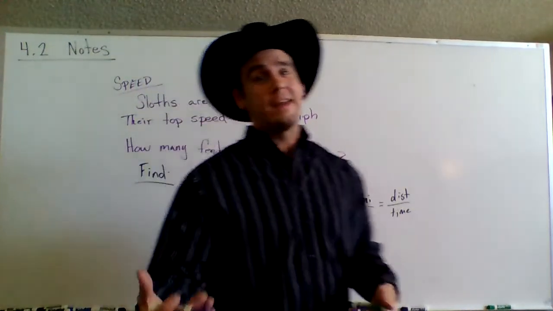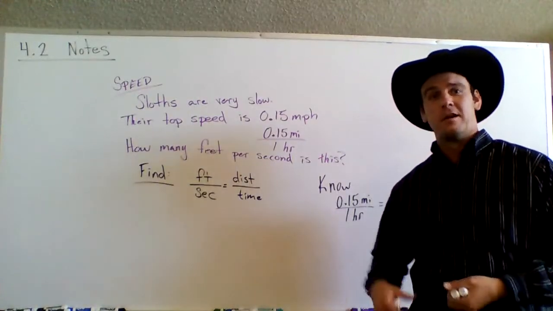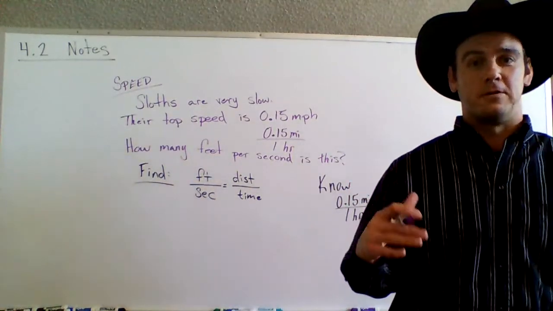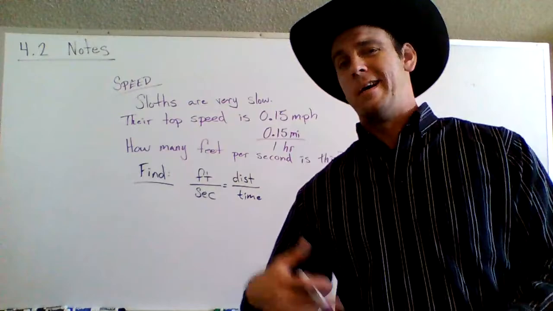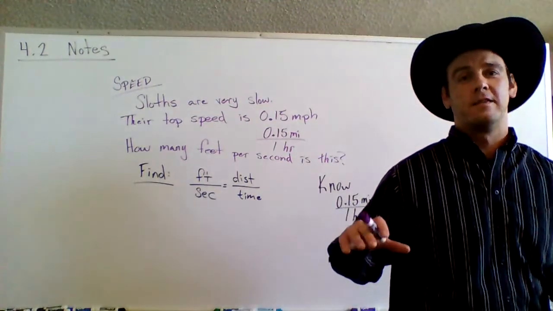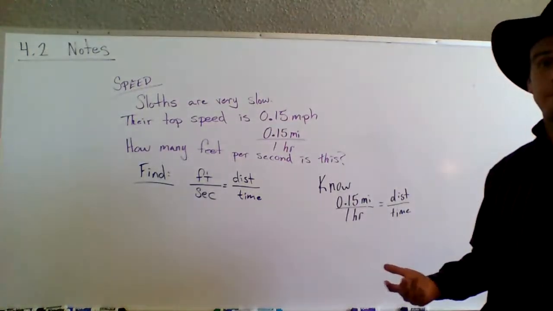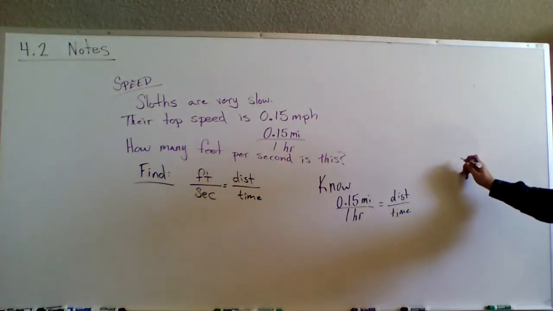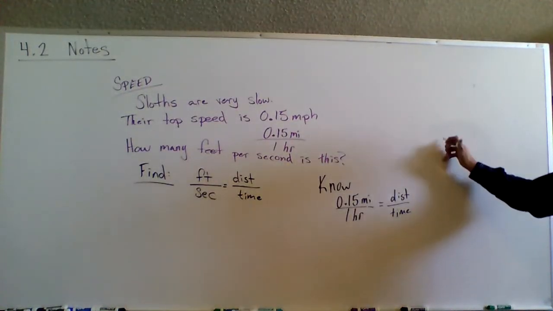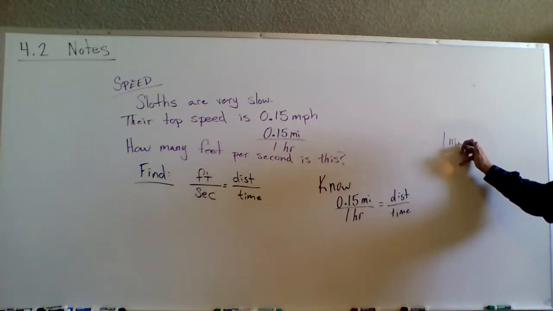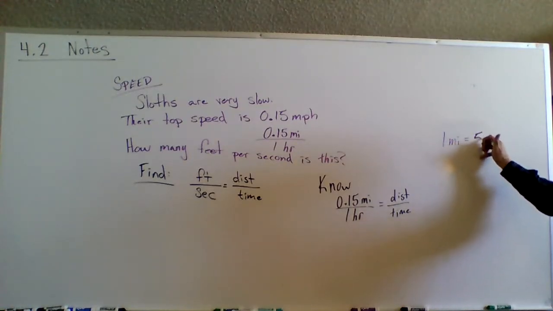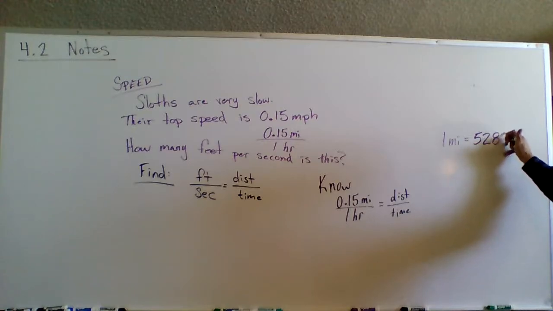So last week I had you guys write all these conversions down so they're all on one nice page for you so you can look up. Like I said, in past years I've always had my students memorize them and then we tested on them because you should know how many feet are in a mile. So we know 1 mile is going to equal 5,280 feet.